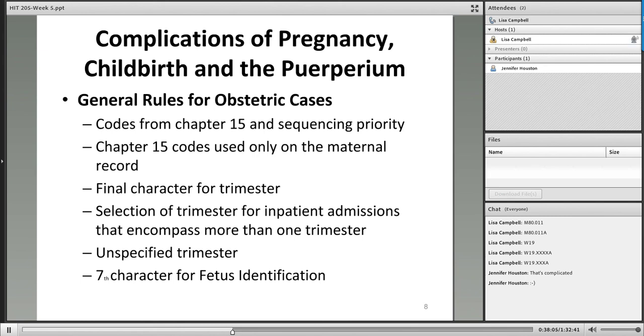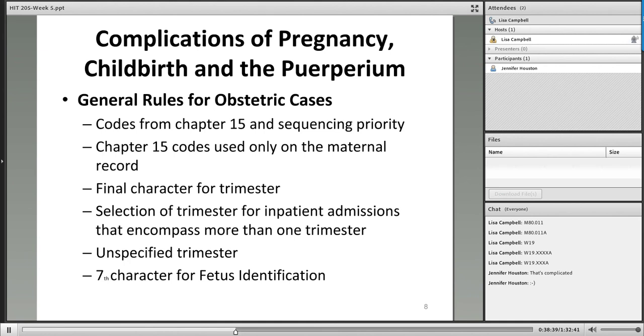If the doctor doesn't know, sorry about that. My screen went out because I didn't touch it. So single gestation is 0. When the documentation is insufficient, it's a 0. If the doctor doesn't know, because sometimes the doctor doesn't know, it's a 0. But then if it's affecting other fetuses, like fetus number 2, then we have a 7th character for that. Let's look at the example.